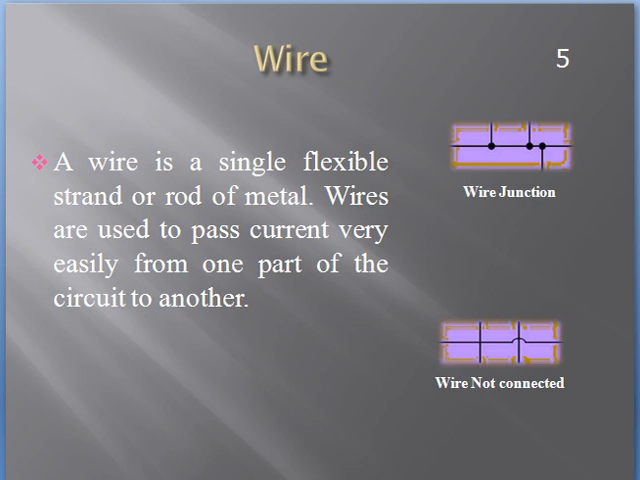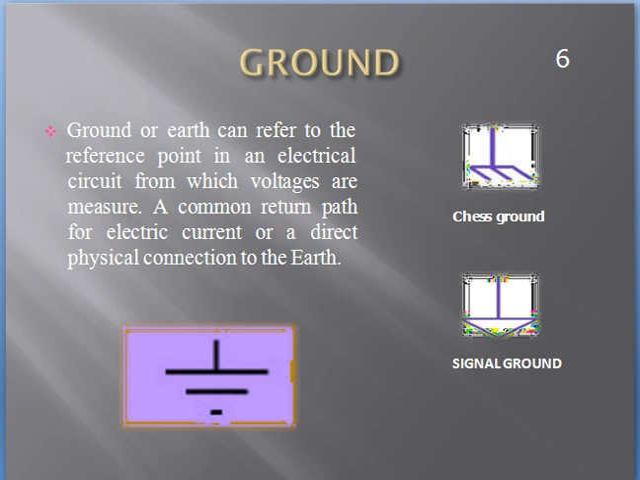Next we will go for the ground. How do we draw the ground connection, how will we represent it? You can see the diagram here in which way we will represent the ground. Ground or earth connection: earth can be referred to as the reference point in an electrical circuit from which voltages are measured, a common return path for electrical current, or a direct physical connection to the earth. In this way we will represent the earth connection.